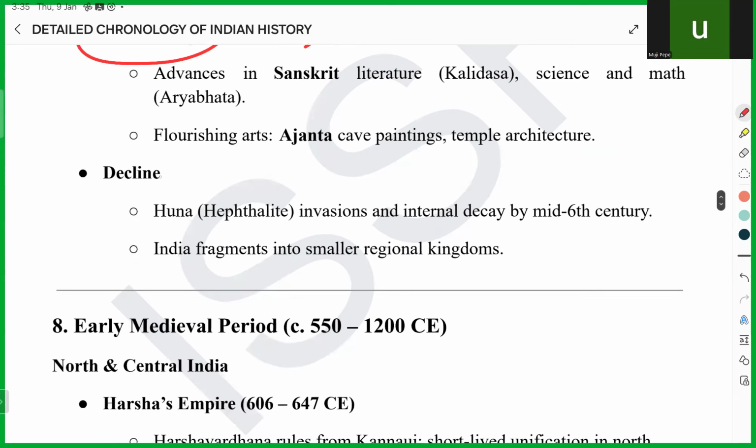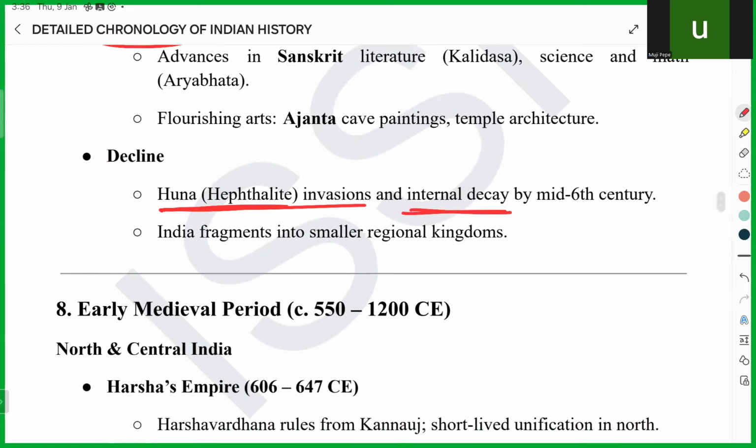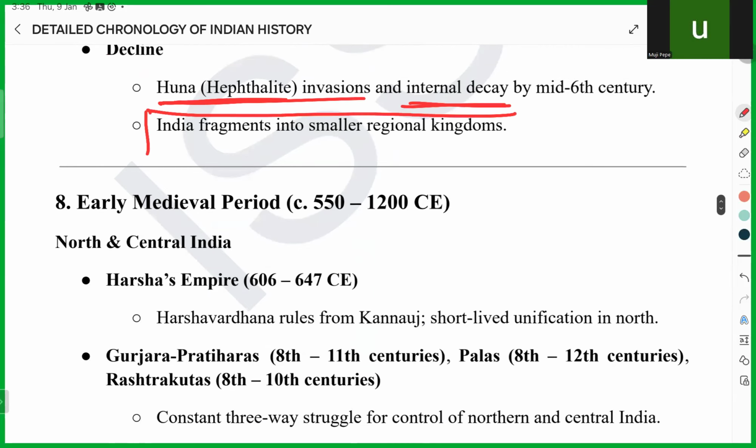The decline happened due to the invasion of the Hunas. Again, these were people who came from the north. These were the people who came from the Central Asian regions, the Huns. And internal decay, as we say that any empire, you give it enough time, it will collapse under its own weight due to incompetent rulers. And then again, India fragments into smaller regional kingdoms.